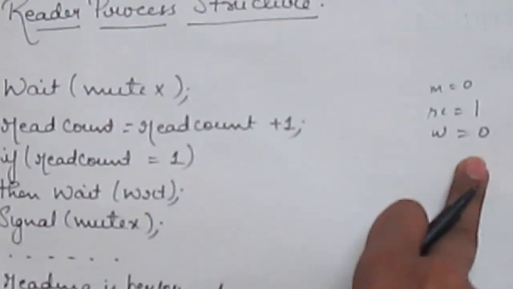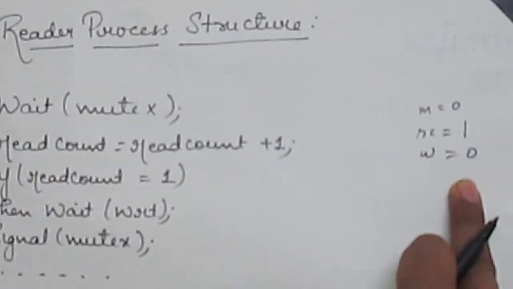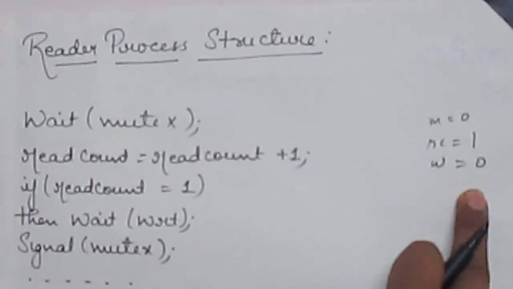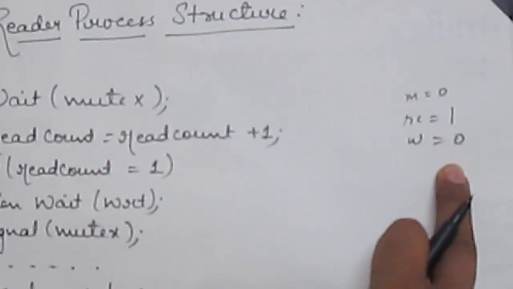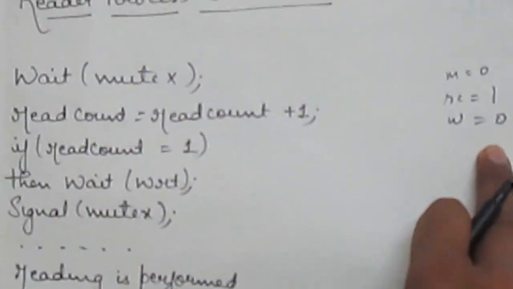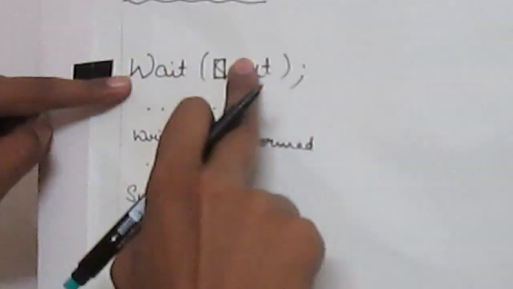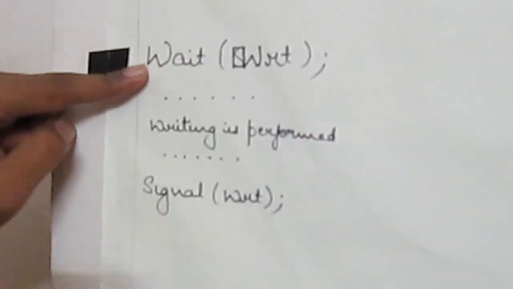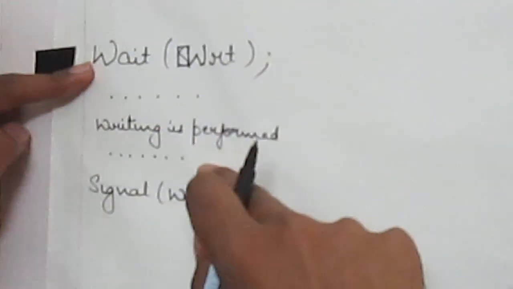So as write has become 0, the writer cannot enter into the writer code, that portion, and it cannot perform its writing. So the writer is in the waiting condition. The writer has to wait here only. It will keep on looping. It cannot enter into the writing portion.